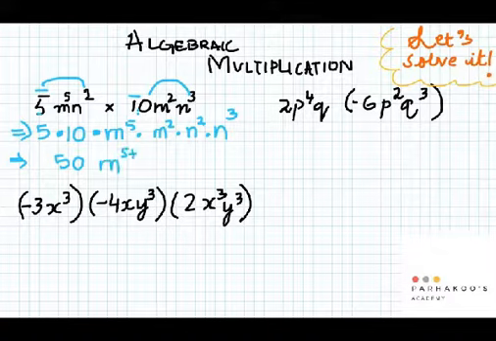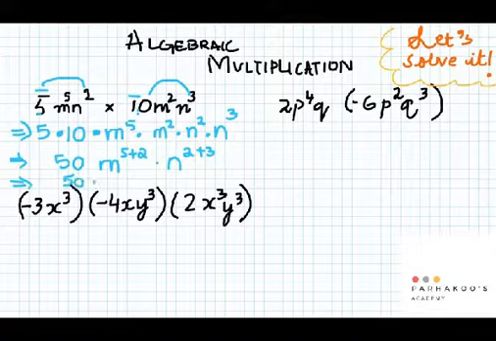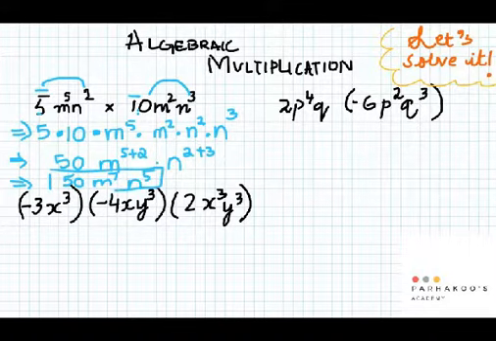m to the 5 plus 2, according to the law of exponents, if two bases are the same, then their powers are added together. So we have then n to the 2 plus 3, same base, different powers, so they will be added. So it would be 50 m to the 7 and n to the 5. Okay, now let's try this one.